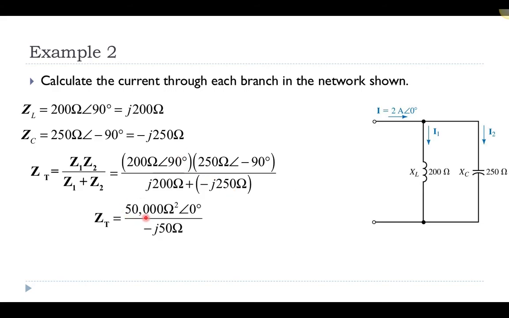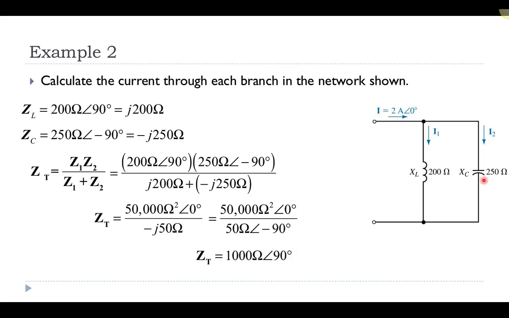When I multiply, I get 50,000, and then ohms times ohms is ohms squared, and then the angle, of course, is 90 plus a negative 90, which is 0. On the bottom, these are both just imaginary pieces, so when I add them together, I get a negative imaginary part, and it's 50 ohms. I can convert the bottom from rectangular form into polar form, and since it only has an imaginary part, the angle is a negative 90. And now I can actually divide these quantities and find the total equivalent impedance. So 50,000 divided by 50 is 1,000, and then 0 minus a minus 90 is a positive 90.